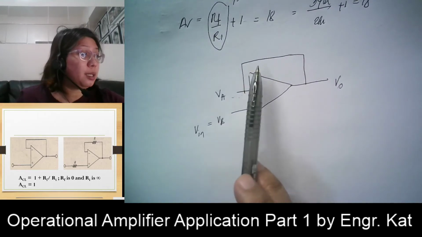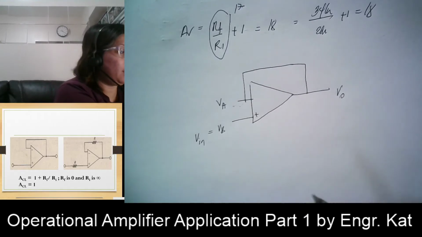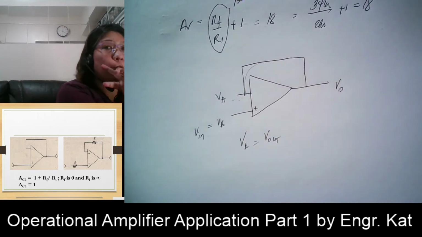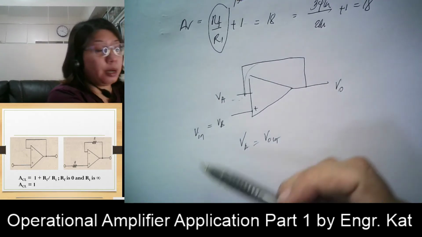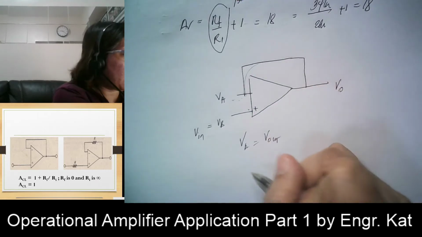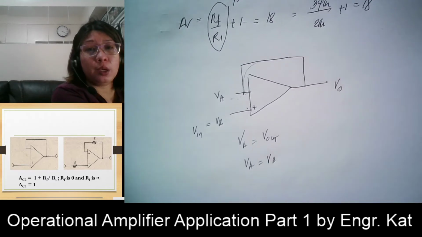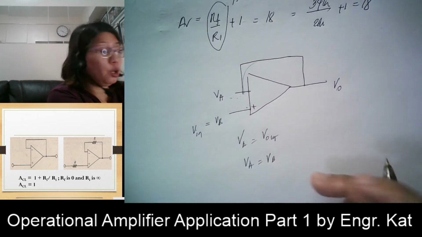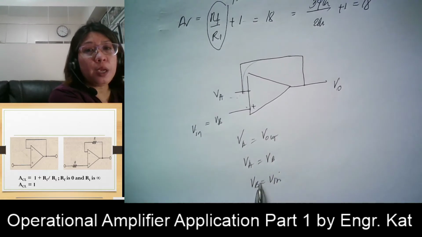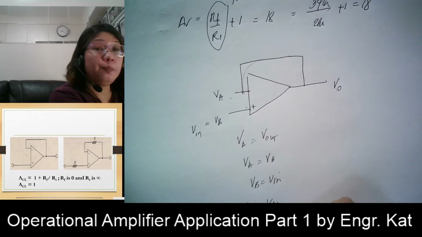And our feedback resistance is what? This is shorted, so this is equivalent to 0. In this case, we can say that your VA is equal to your V out. If you remember our virtual ground, the difference between VA and VB must be equal to 0. So to do that, our VA must be equal to VB. But your VB is equal to your V in, and your VB is equal to VA. So that is your V in is equal to your V out.